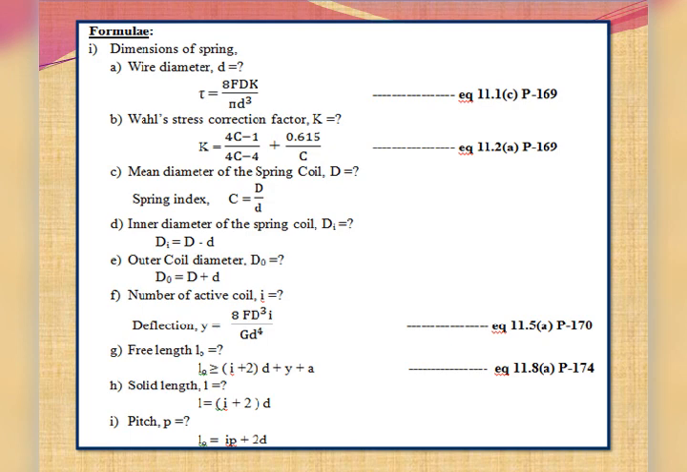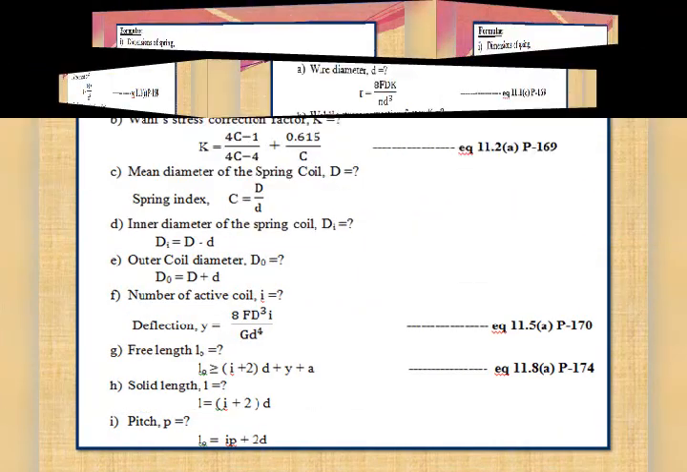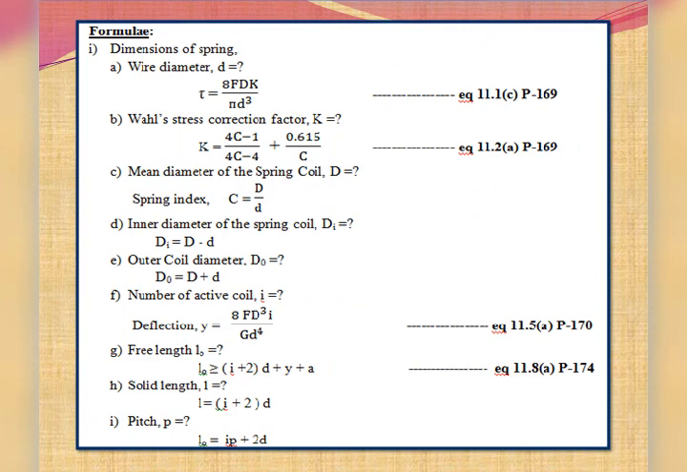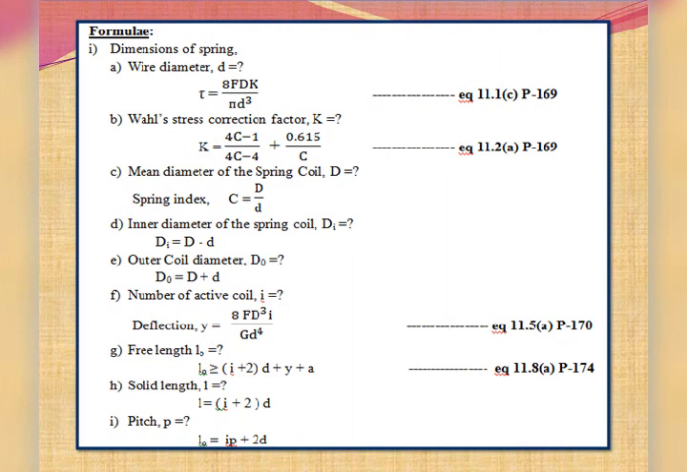Next, free length L naught can be obtained by using equation 11.8a, page number 174. The equation is L naught that's supposed to be greater than or equal to number of coils I plus 2 into D plus Y plus A. This we have to use to get the value of free length. Next, solid length L is equal to total number of coils, that is I plus 2. I is the active number of coils, plus 2 is for the ground end, into D. Next, pitch P is obtained by using the free length equation, L naught is equal to I into P plus 2D. These are all the various equations that are required to deal with this particular problem.